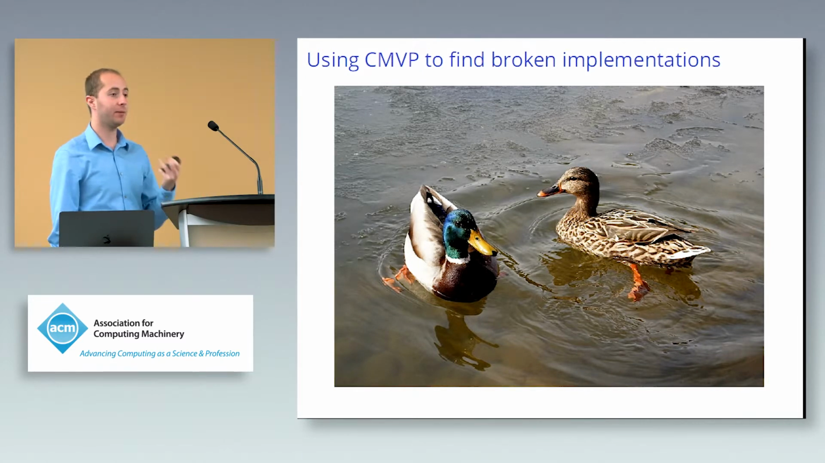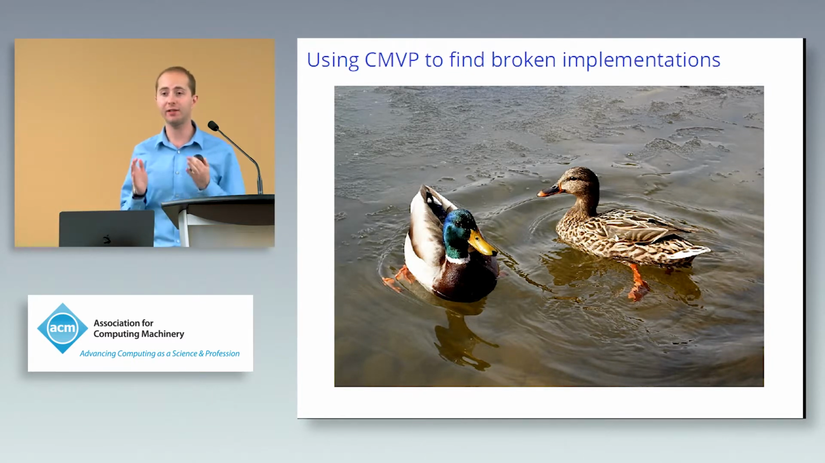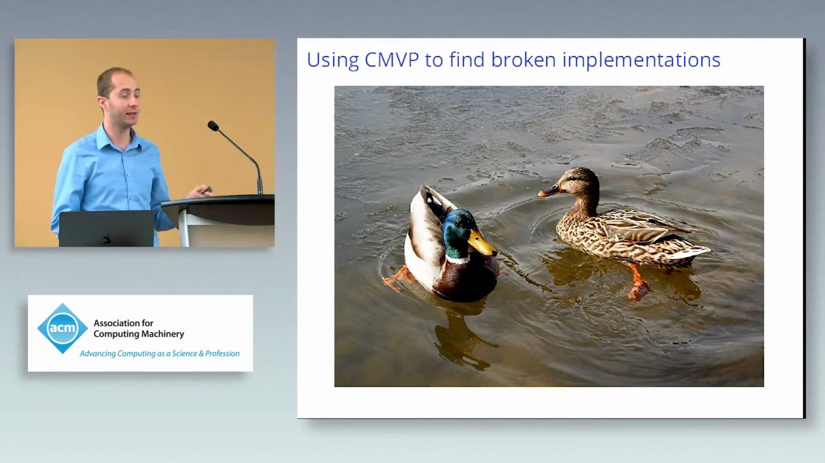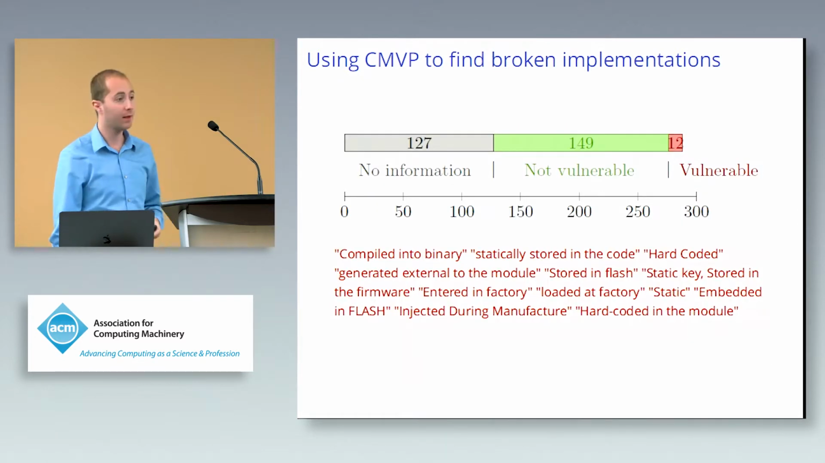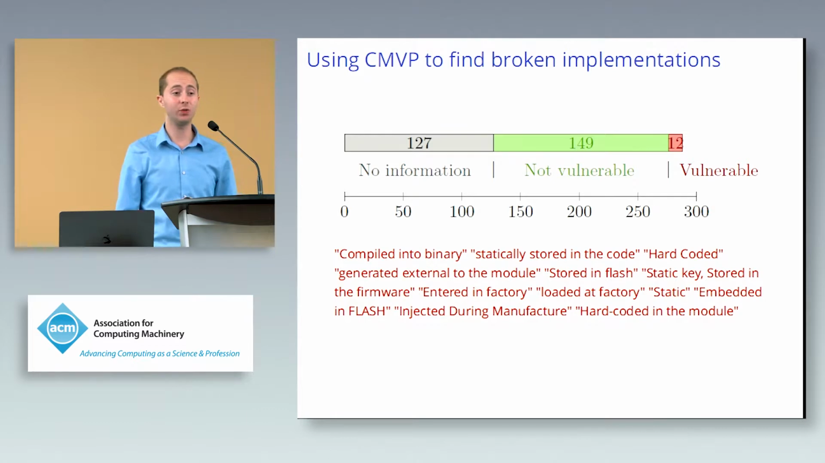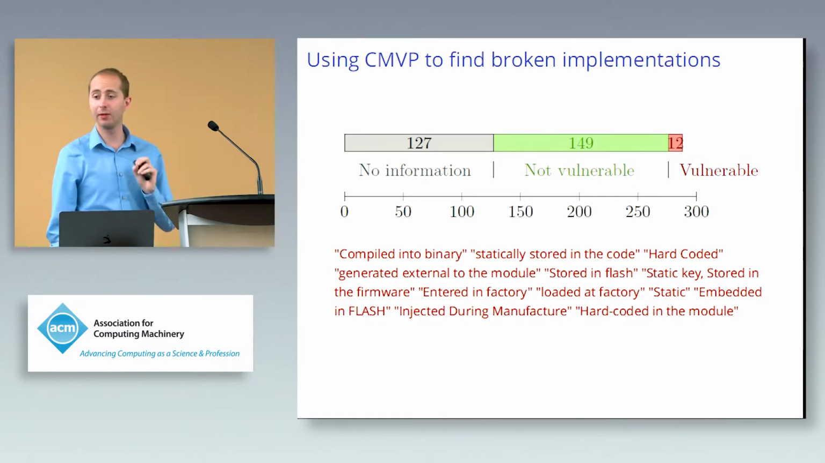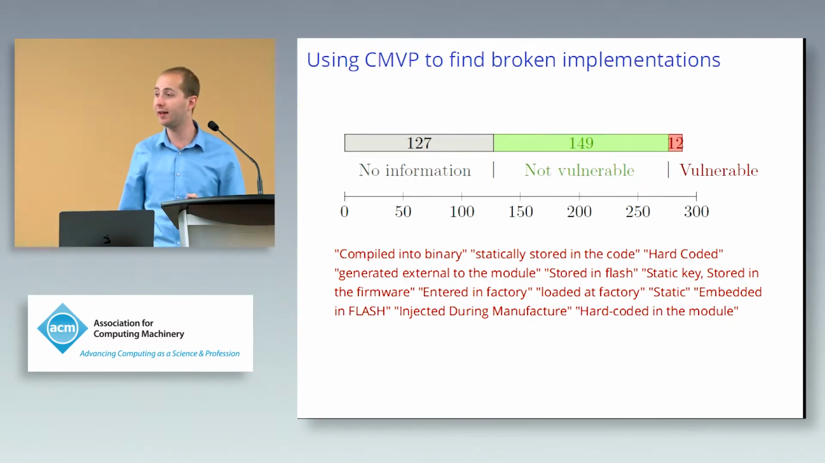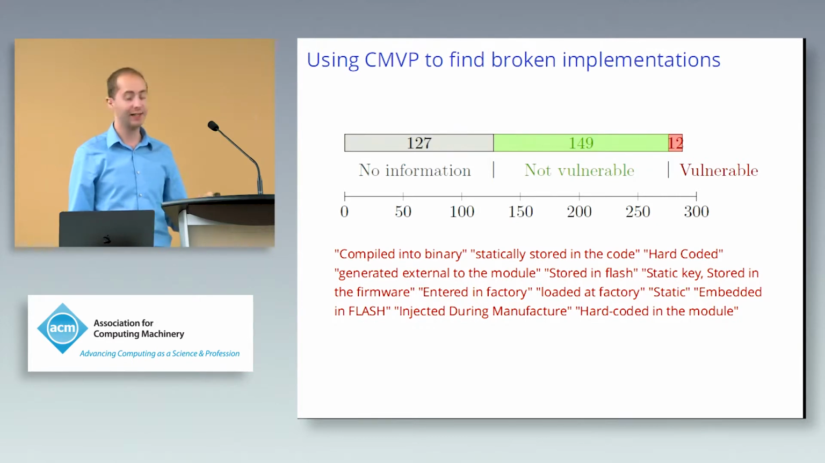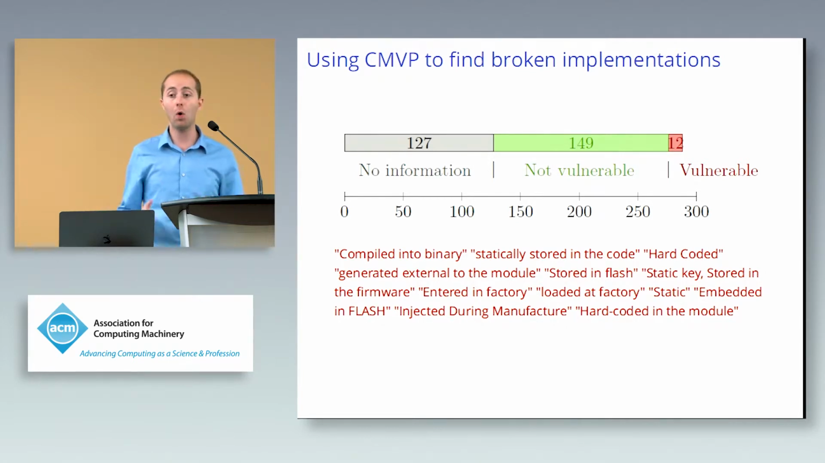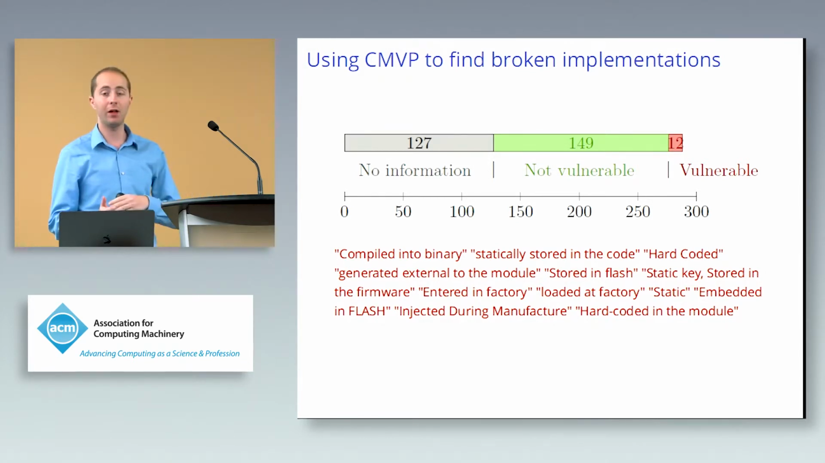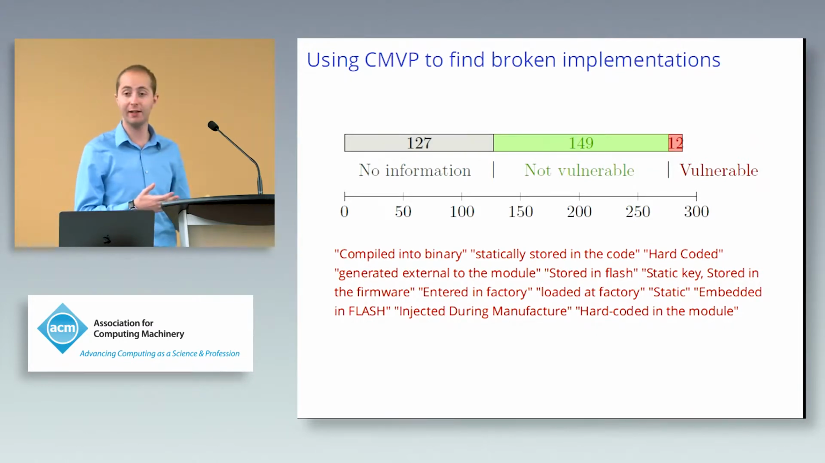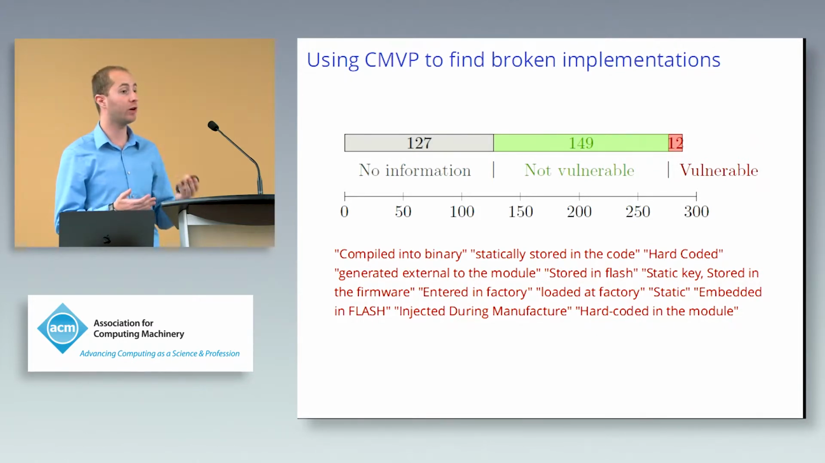In order to test if an implementation was vulnerable or not, we looked for certain types of language that would indicate that the key was in fact hard-coded into every one of the devices. The same key. This is what we found. In 12 cases, we found language clearly indicating the presence of a single statically coded key. Some examples of the language that was used in the CMVP documentation are: hard-coded, statically stored in the code, compiled into the binary, stored in the firmware, all of which make it fairly clear that while these implementers may have followed the standard, they did not look out for the flaw that Kelsey et al.